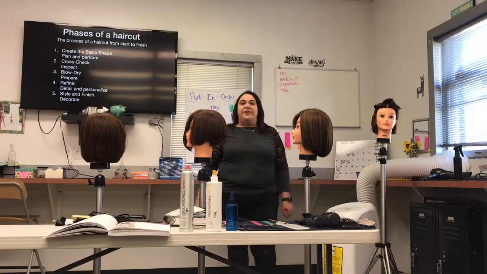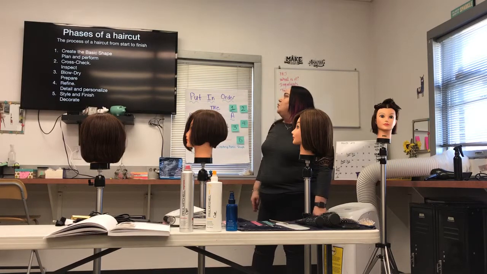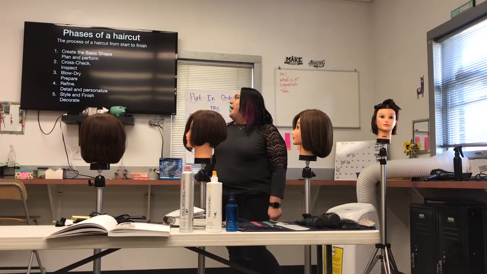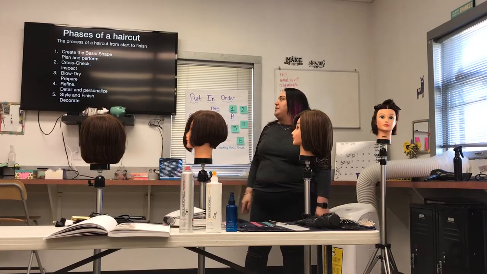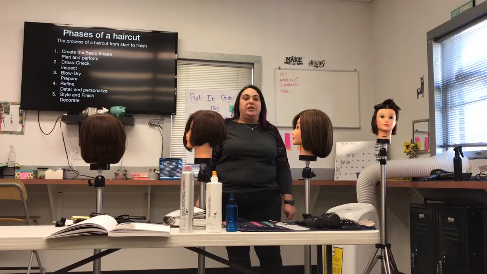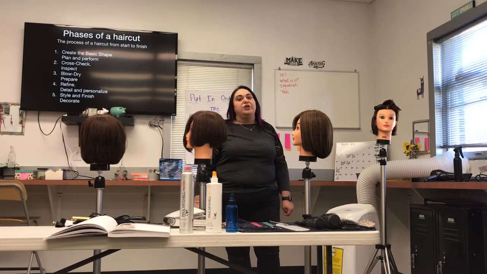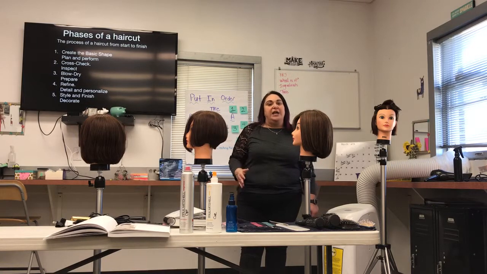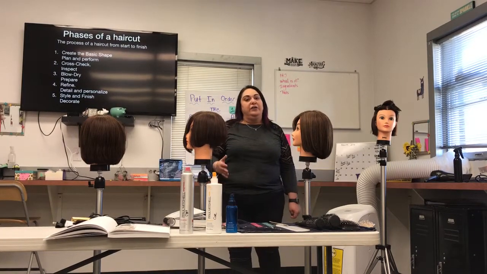And then we're going to go to phases of a haircut. What is the process of a haircut from start to finish? So we have number 1, which is create the basic shape, plan and perform. So this is where you're going to do your consultation. This is where you're really going to talk to your client and you're going to see what they want. And you're going to go over their lifestyles and those factors of a haircut.